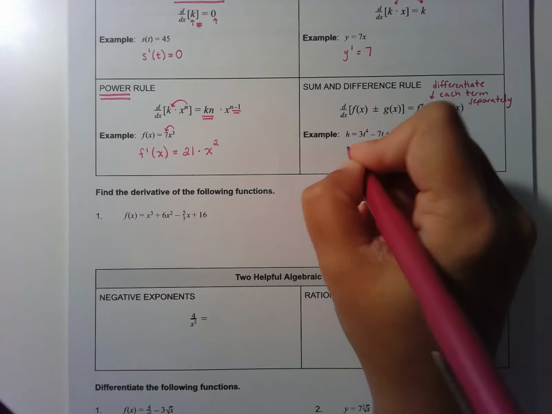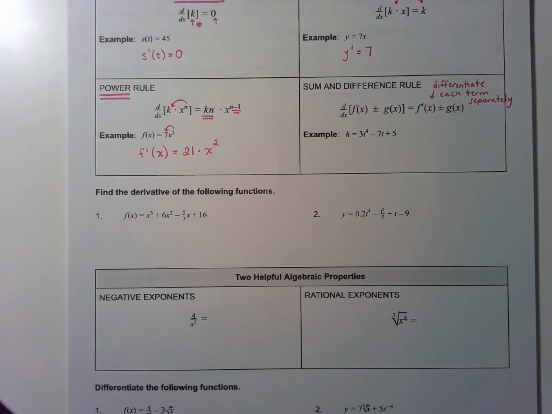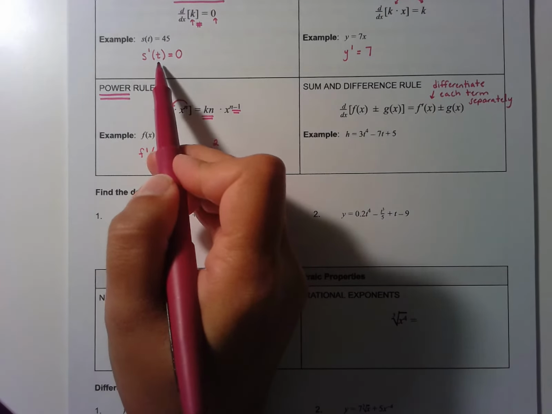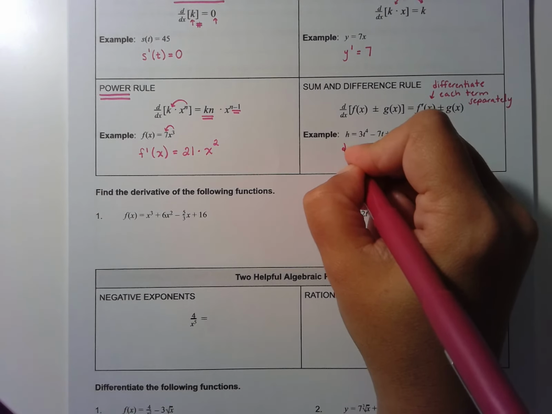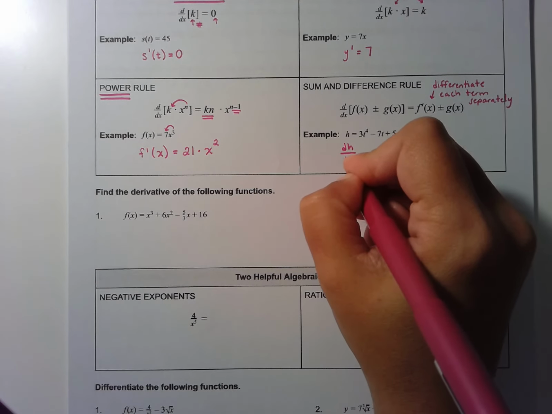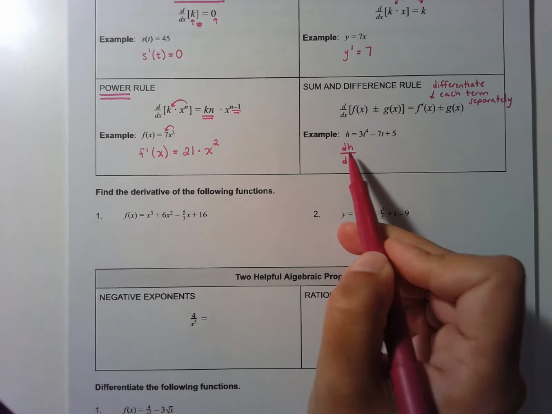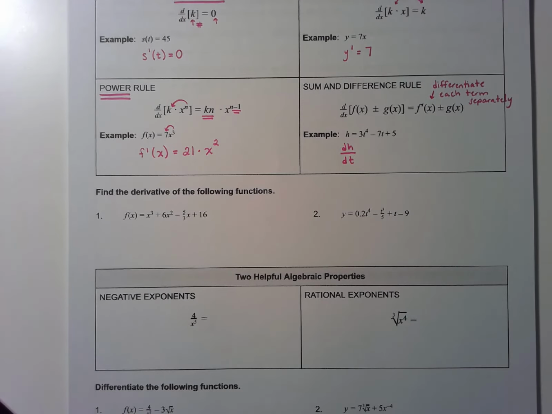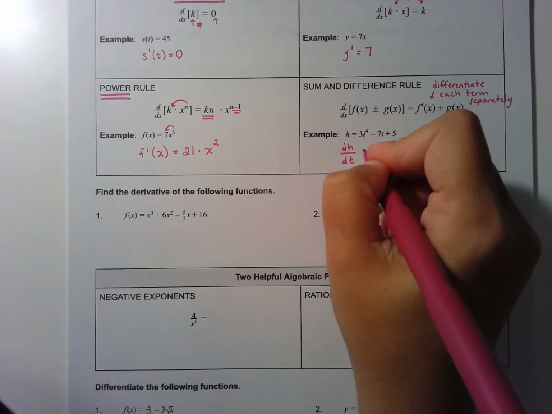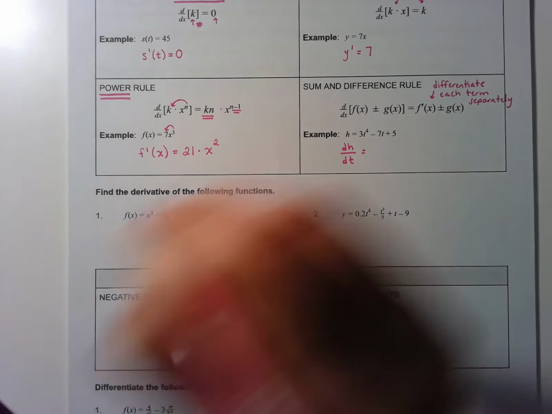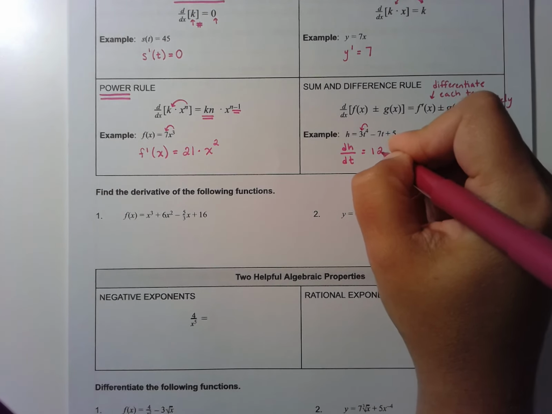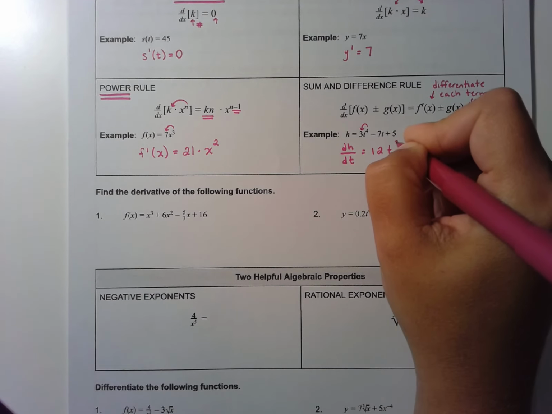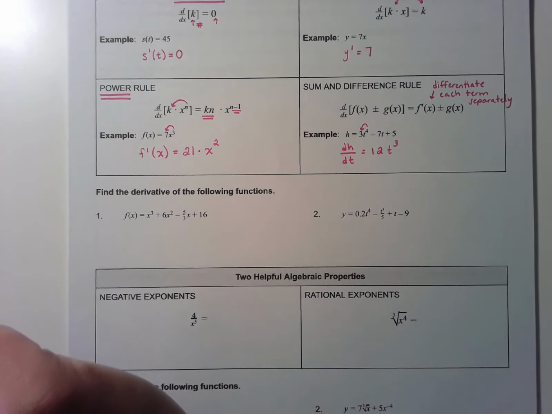So in this case, I would say, and I'm going to show you another notation here. So we've seen s prime of t, we've seen y prime, f prime of x. Here I'm going to write dh over dt because it's like delta. It's a change in y over change in x, but we're using a d now. So for the first term, I would use the power rule. So I would drop the 4, which means I get 12 t to the 4 minus 1, so I get 3.